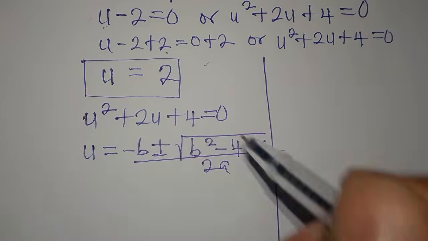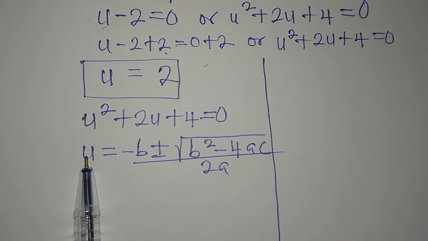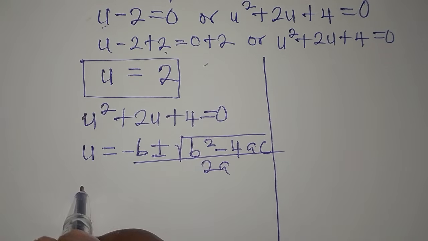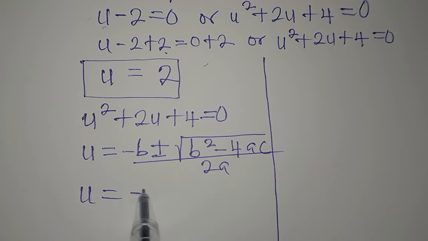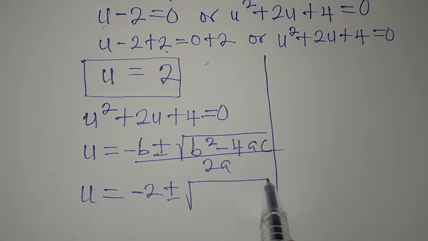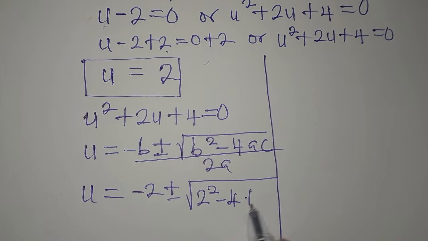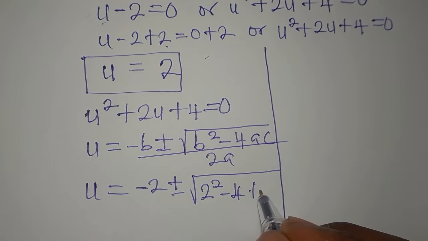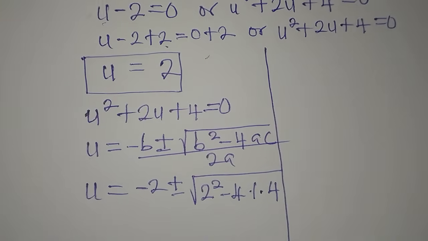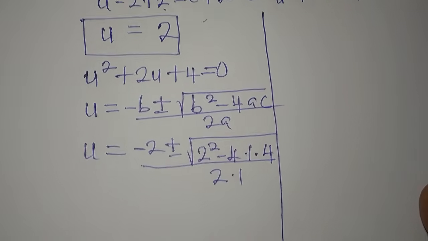One thing you should know is that the subject here comes out of the equation. If you have x as the unknown, x is going to be here. If you have y as the unknown, it is y that will be here. So our u now is going to be, b is 2 from here. So we're going to write minus 2, then plus or minus the square root of b squared, and that will be 2 squared now, minus 4 times 1, because a is the coefficient of u squared, that is 1. Then multiply this by 4. 4 is the constant. We are still dividing by 2 times 1 because a is still 1.